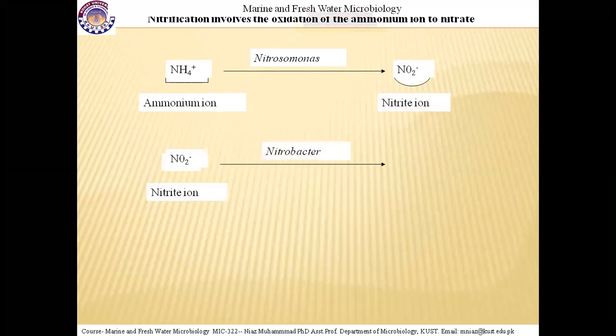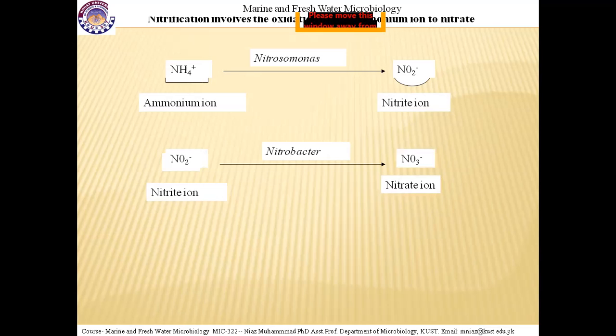If we are looking here, ammonia, the ammonium ion NH4, is converted through a soil microorganism called Nitrosomonas into NO2, which is called nitrite ion. And this nitrite ion is further converted by another microbial genus called Nitrobacter. Nitrite ion by Nitrobacter is converted into nitrate ion, NO3.